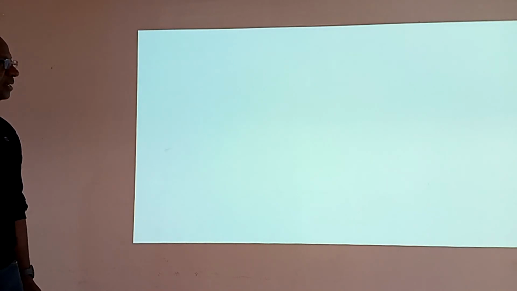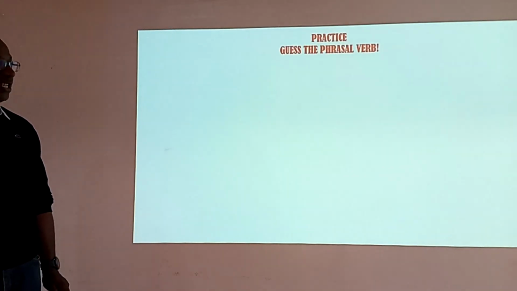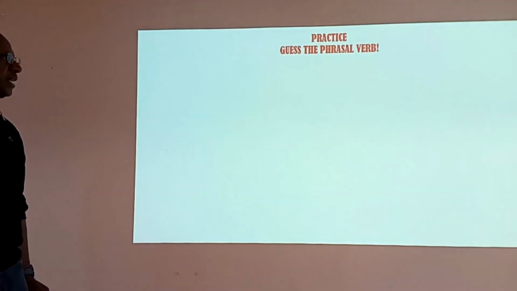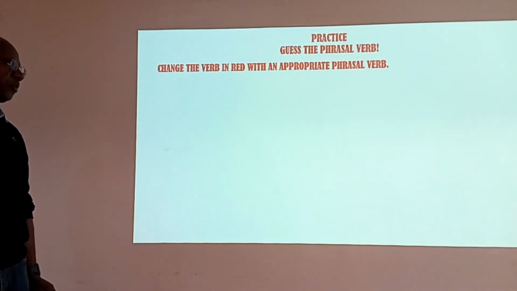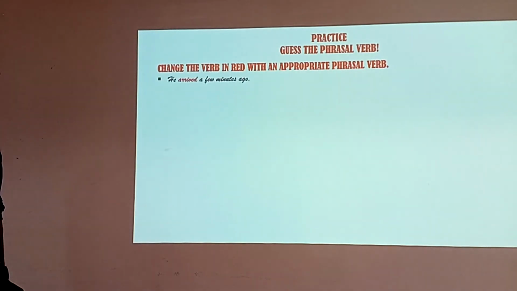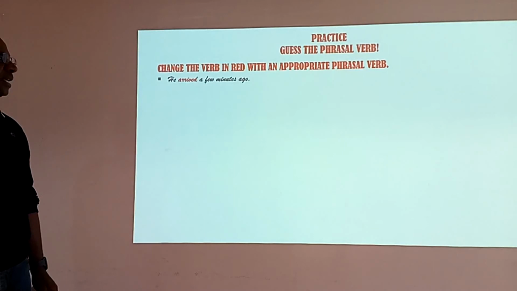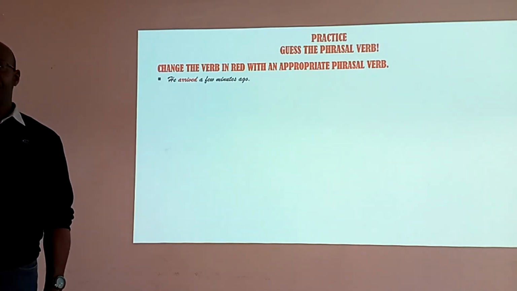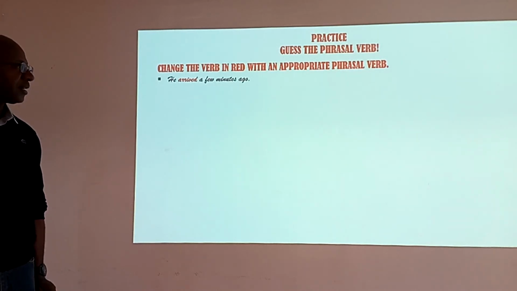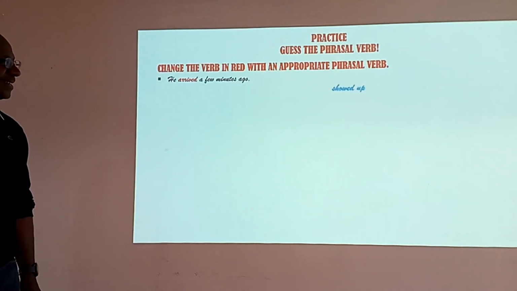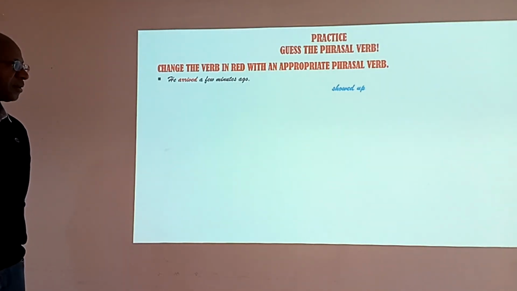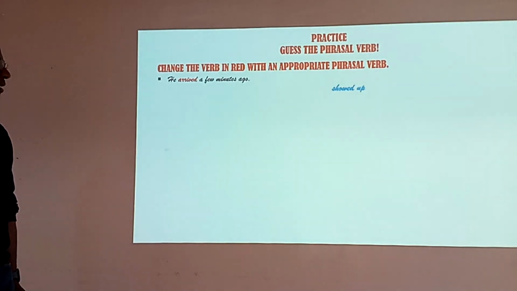We have an exercise. Can you guess the phrasal verb in these sentences? What you're going to do here is change the verb in red with an appropriate phrasal verb. Now, let's look at the first sentence. He arrived a few minutes ago. What phrasal verb can we use to replace arrived here? Good. Yeah, it's showed up. Now be careful, the verb here is in the past. Okay, the phrasal verb is show up. Good. Now let's look at number 2.